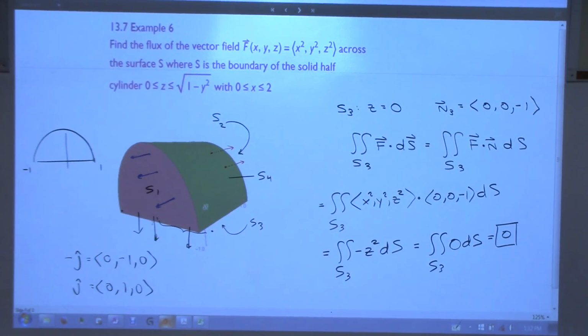All right, we've got 3 of the 4 surfaces. Now S4.